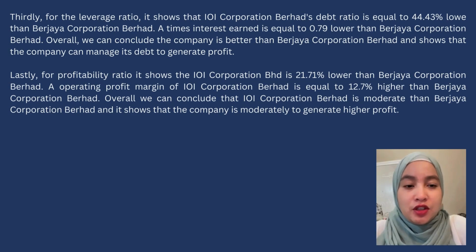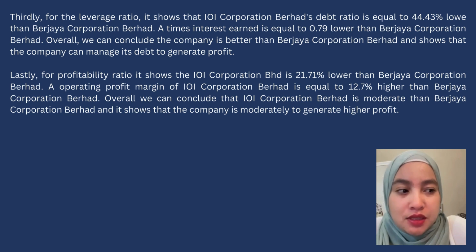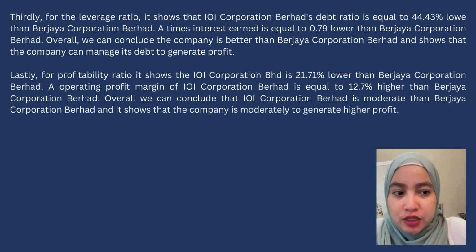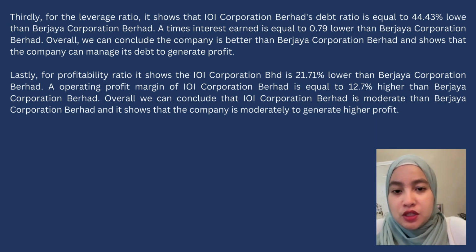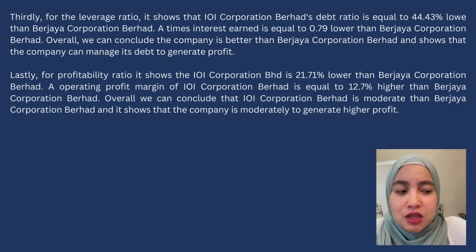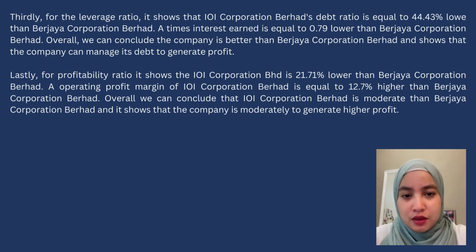Thirdly, for the leverage ratio, it showed that IOI Corporation Berhad debt ratio is equal to 44.43%, lower than Berjaya Corporation Berhad. Times interest earned is equal to 0.79, lower than Berjaya Corporation Berhad. Overall, we can conclude the company is better than Berjaya Corporation Berhad and shows that the company can manage its debt to generate.